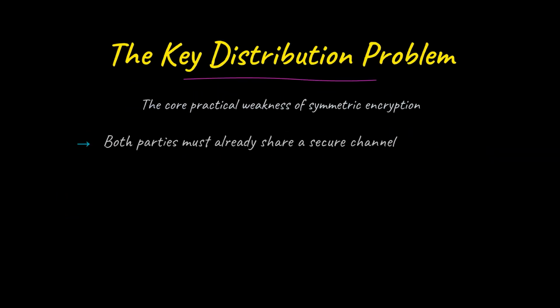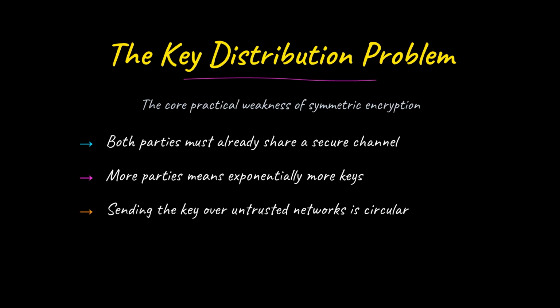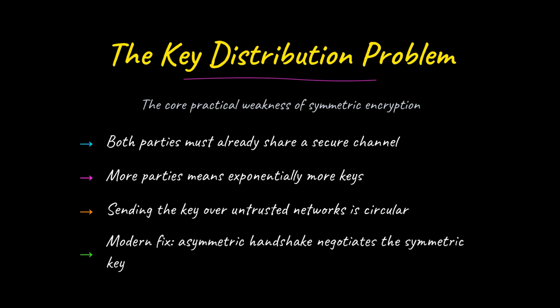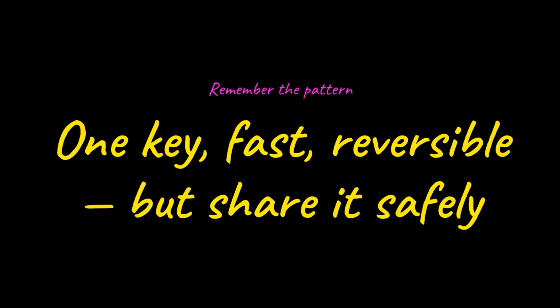The central weakness is key distribution. Both parties need the key before they can communicate securely, but they have no safe channel to share it in the first place. Modern protocols resolve this by using asymmetric cryptography to negotiate a fresh symmetric key at the start of each session, combining the speed of symmetric encryption with the safe key exchange of asymmetric cryptography. When an exam scenario describes a single key used for both encryption and decryption with no separate public component, that is symmetric encryption: fast, reversible, and dependent on keeping that one key secret.